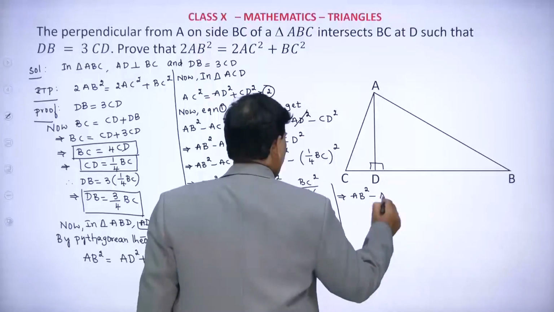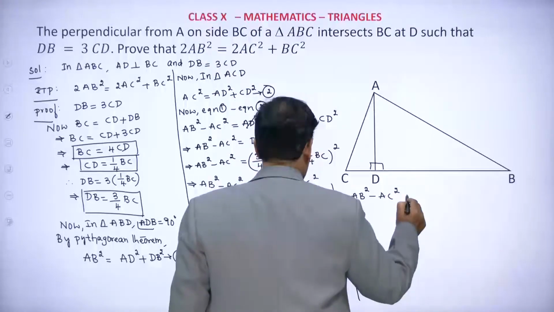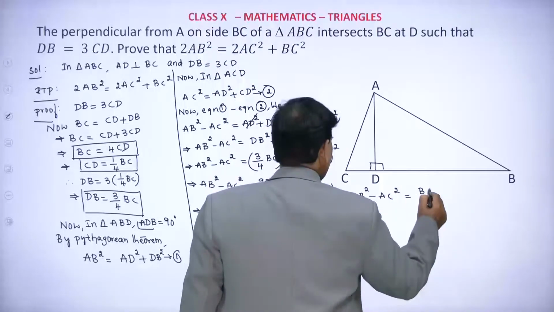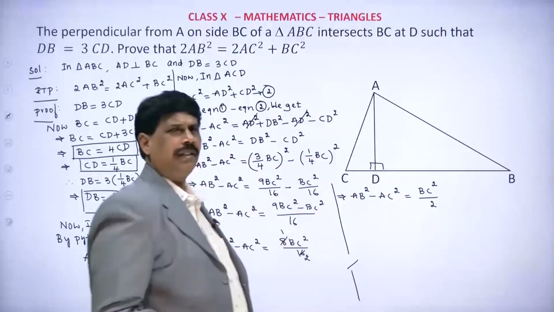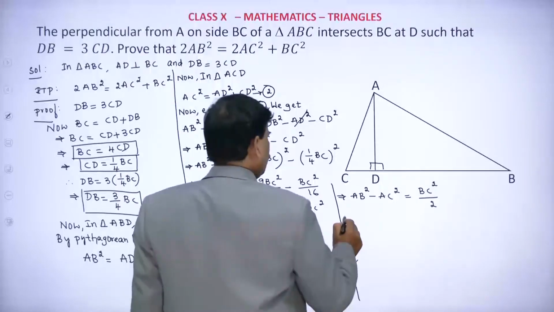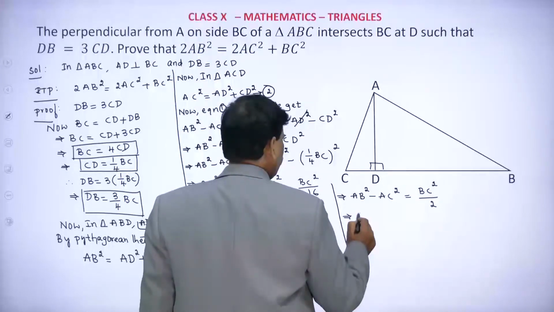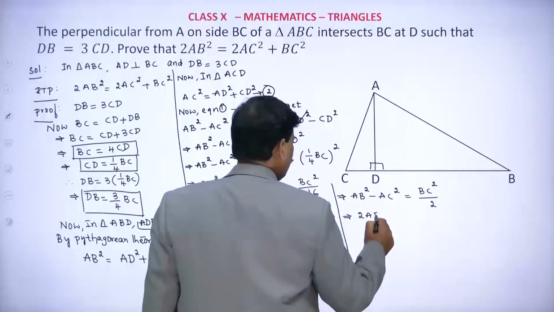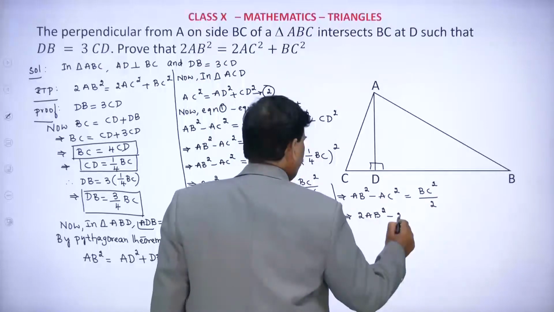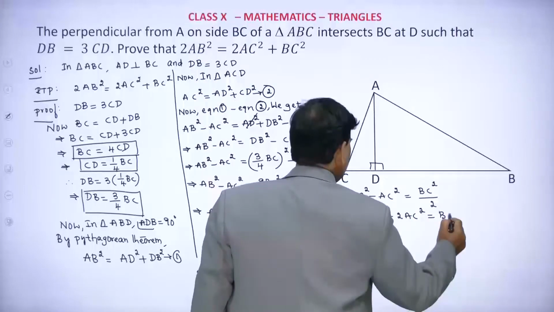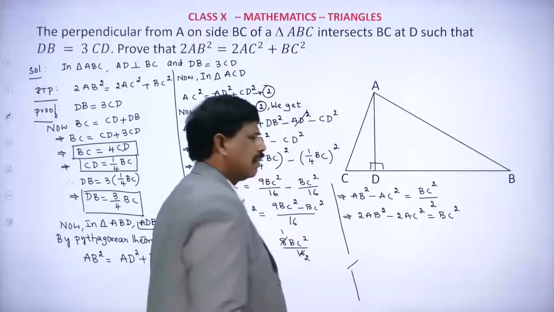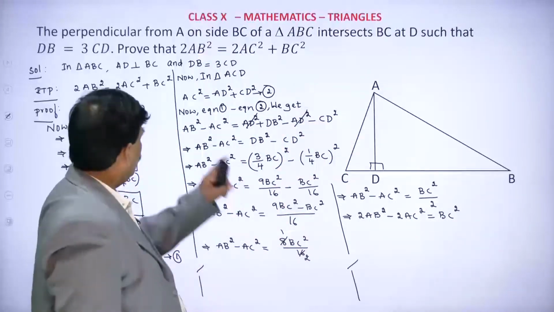AB square minus AC square is equal to BC square by 2. Now get that to this side. Clear? So this will be 2AB square minus 2AC square, this is equal to BC square. Now take this 2AC square to the other side.